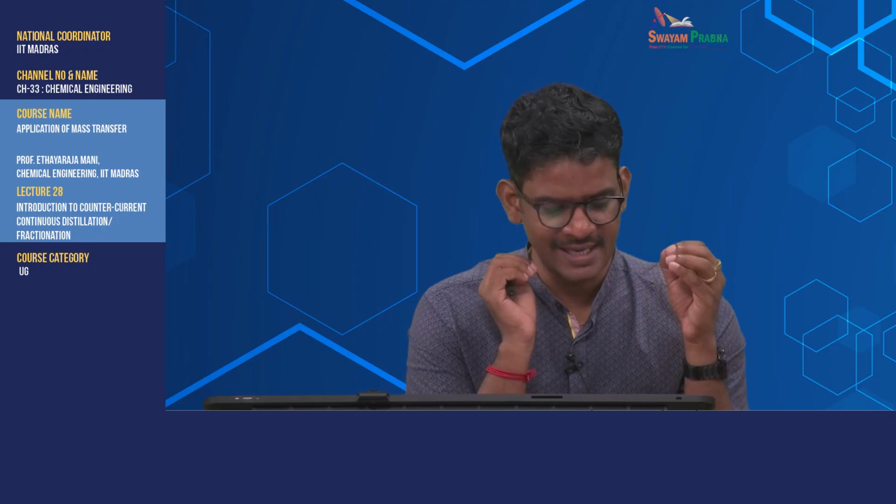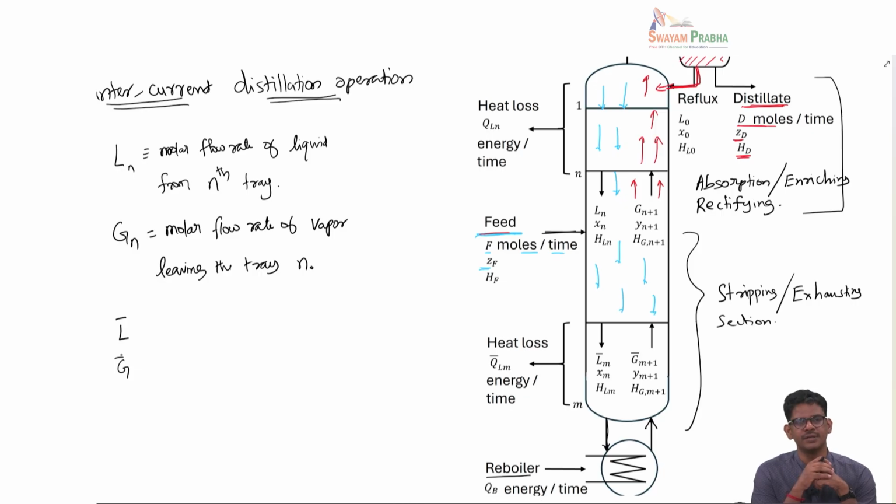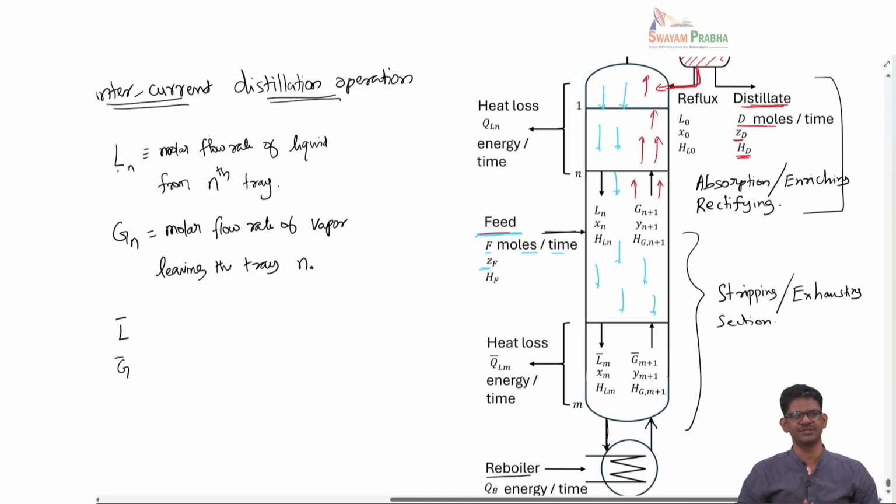So we will use L and G as the flow rates of liquid and gas in the absorption section, and L bar and G bar as the liquid and vapor flow rates in the stripping section. This is mainly because L and L bar, G and G bar could be quite different because the feed is introduced at this point.